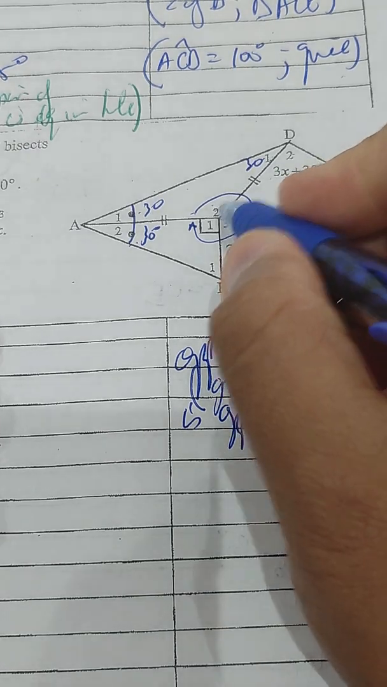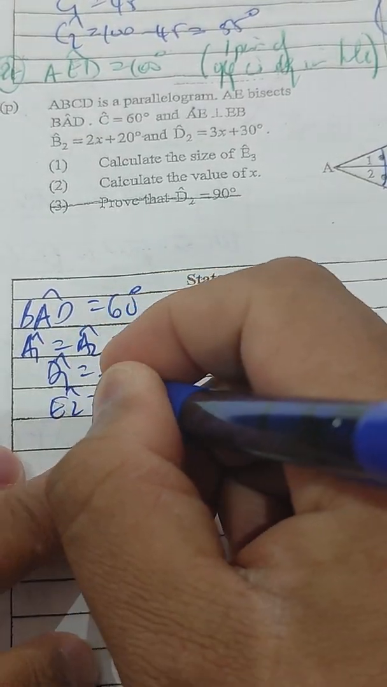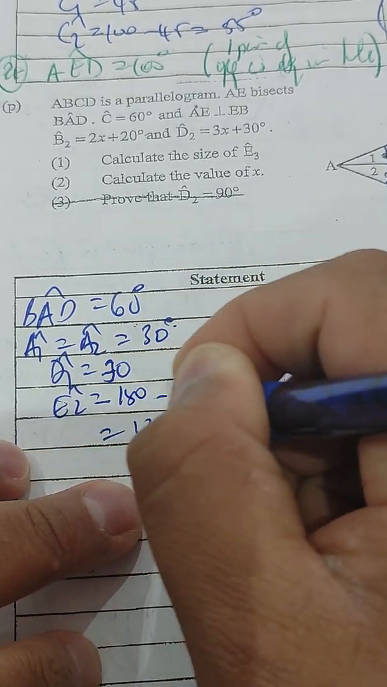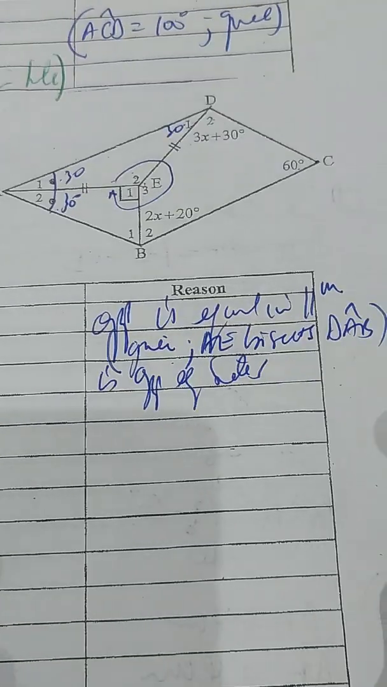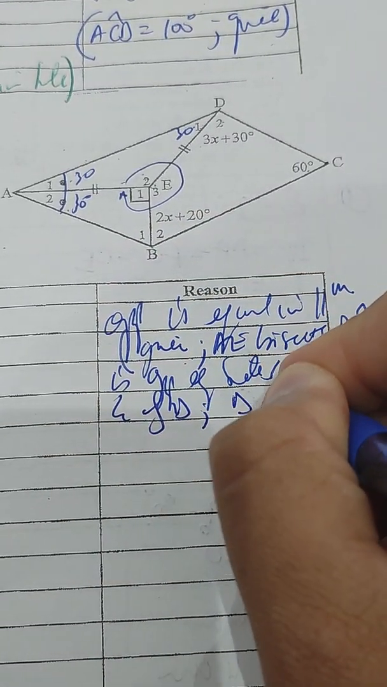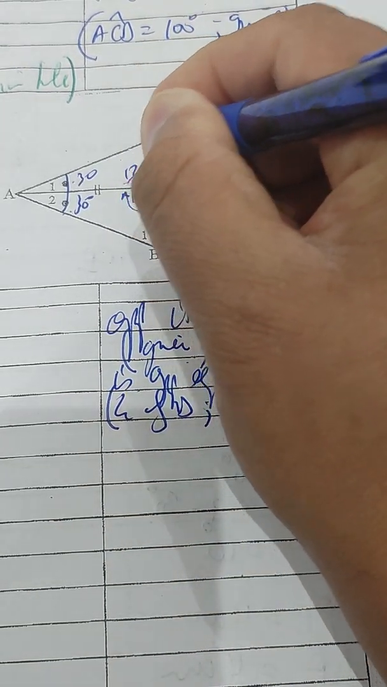Okay, so now I can work out E2, how? Sum of triangles. E2 is equal to 180 minus 60, which is 120 degrees. The reason there is sum of triangles, that is triangle ADE. Okay, so that's 120 degrees.